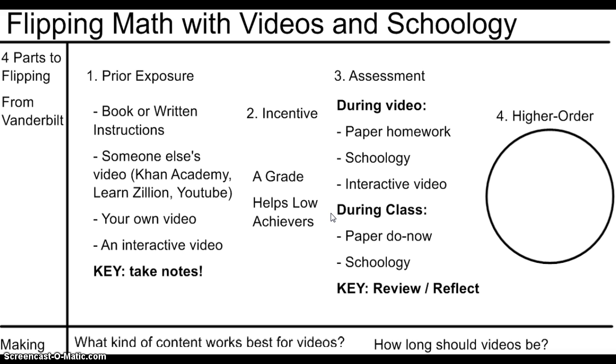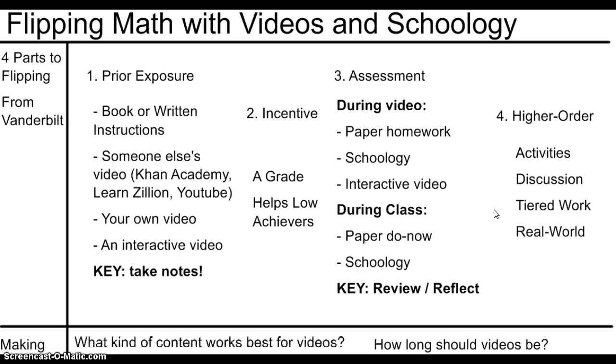The key is that whatever you do, it's got to have some sort of review component and some sort of reflection. So kids should know whether or not they're getting it, right? Don't just have them watch the video, do the homework, and then that's it. They've got to have some sort of reflection. Am I getting this? Am I not? And the whole point to all of this is that once they come to class, you can do higher order activities, discussion, tiered work, some sort of real world application, and save all that more procedural stuff for the video.